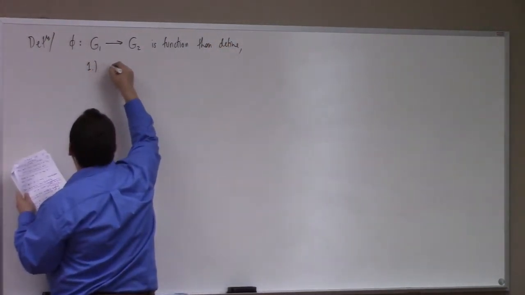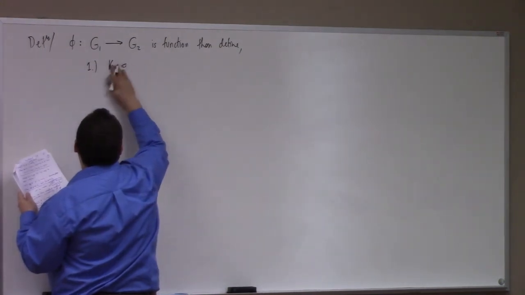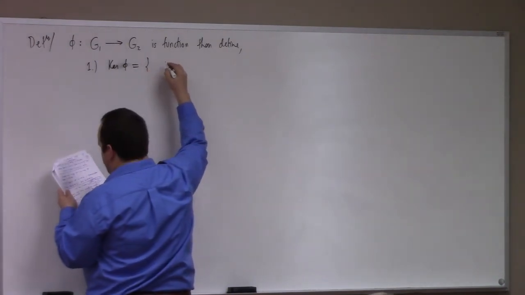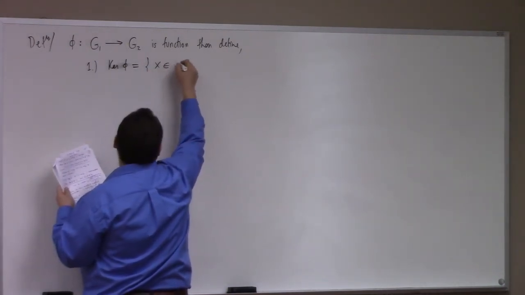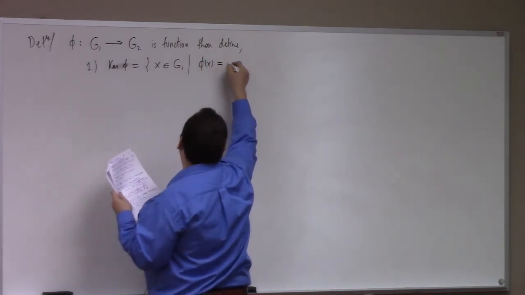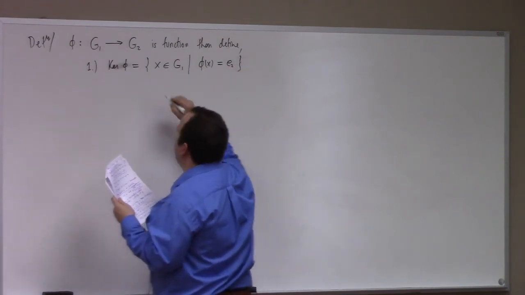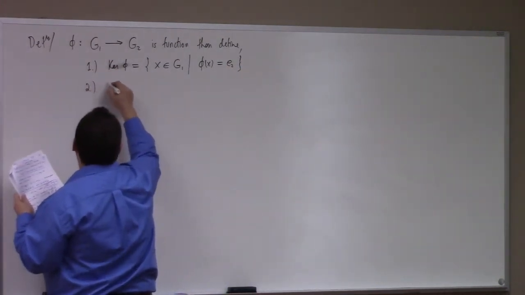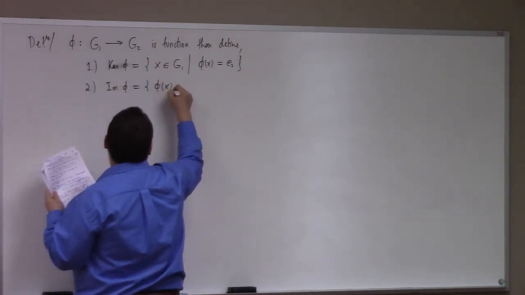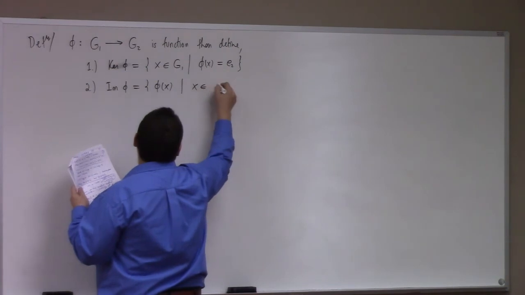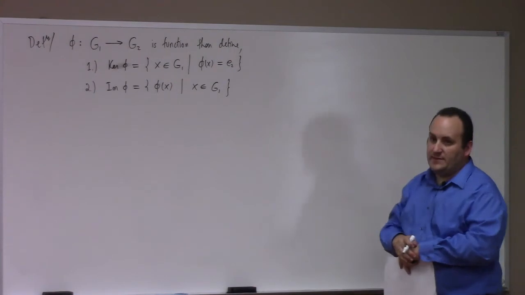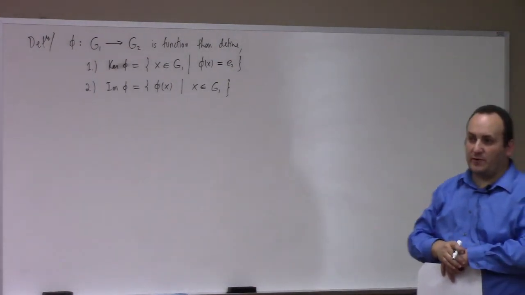First of all, the kernel of phi is going to be x in G1 such that phi of x is equal to E2. And 2, the image of phi is going to be phi of x such that x is an element of G1. So kernel and image are really important for a homomorphism.